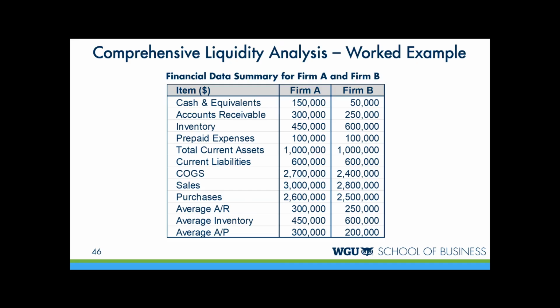So what you'll see here is we have some detailed information about our current assets, and then we have our total current assets. We have our current liabilities. We're given our cost of goods sold, the sales, the purchases that happened for our inventory purposes, our average accounts receivable, our average inventory, and our average payables. So from there, let's perform a little bit more comprehensive review of the firm's liquidity.